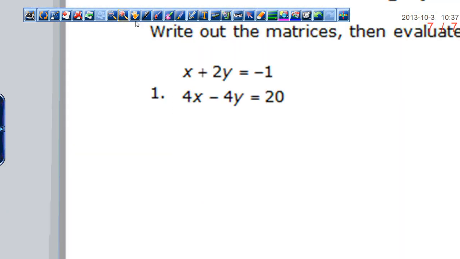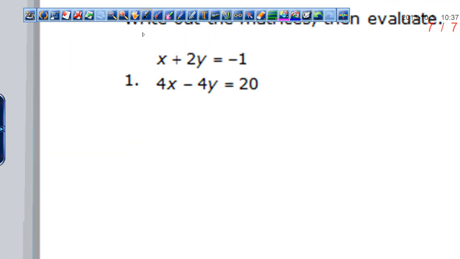To do this, we're going to first write the coefficient matrix, which is just the coefficients of each of the x's and y's. What that looks like is just a big bracket, and then the different coefficients for each variable. Be sure that we include the negative sign for that minus 4y. That's what we're going to call A.